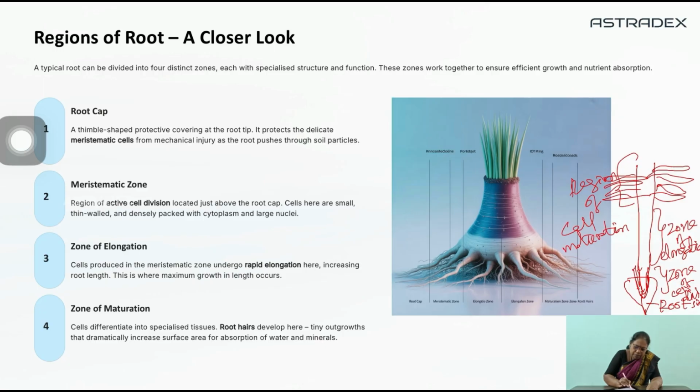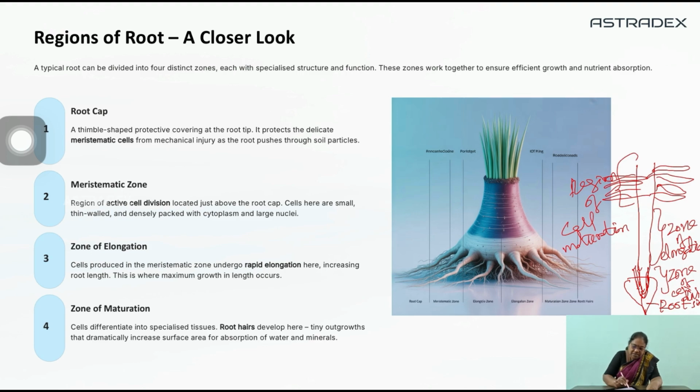First one, root cap. A cap-like structure covering the root tip. It protects the root tip. That means in the root tip, meristematic tissue is present. So soft meristematic tissue is protected by the root cap.